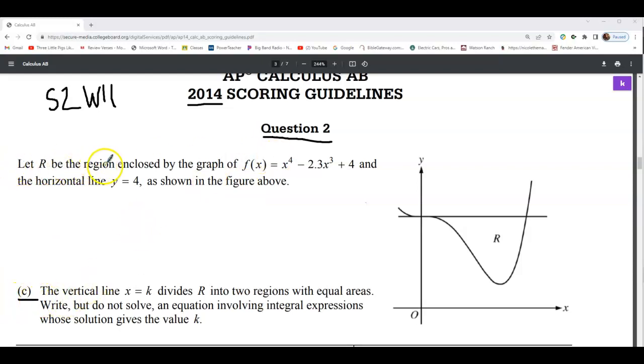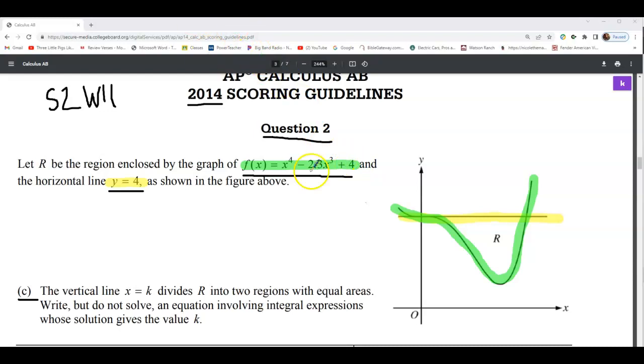It says, let R be the region enclosed by the graph of f of x here, and the horizontal line y equals 4 is shown in the figure above. So we can see here that this is obviously the y equals 4 because it's a flat line. And this curve here is the f function.